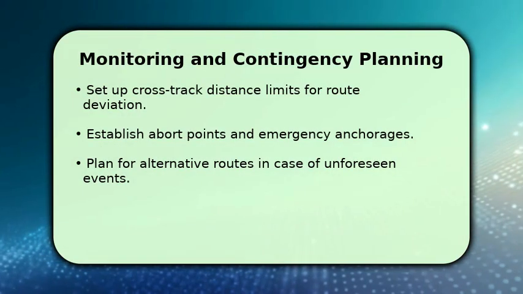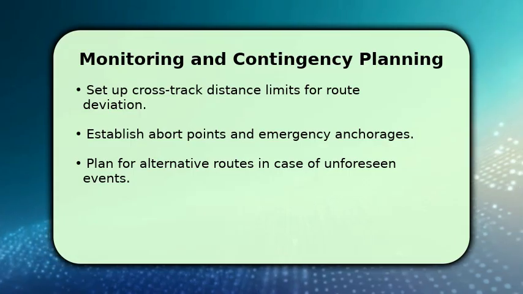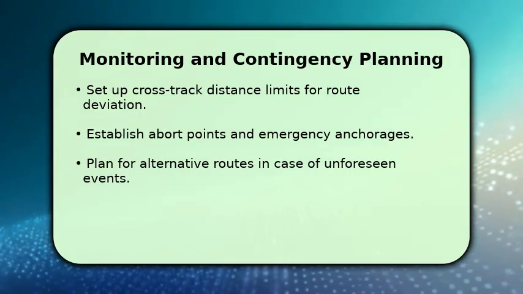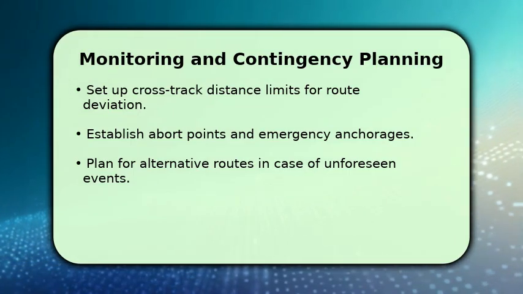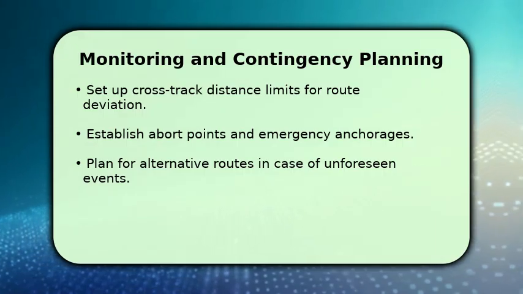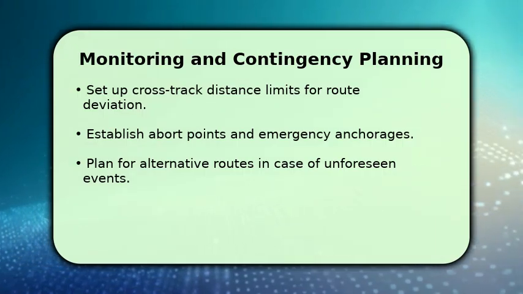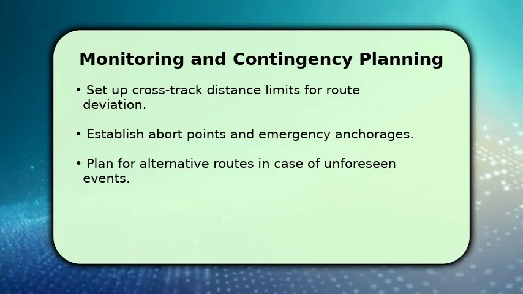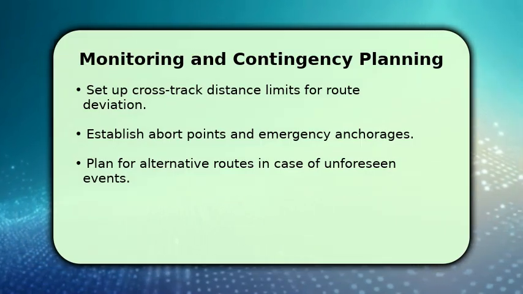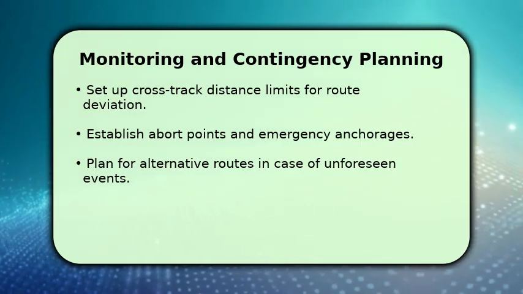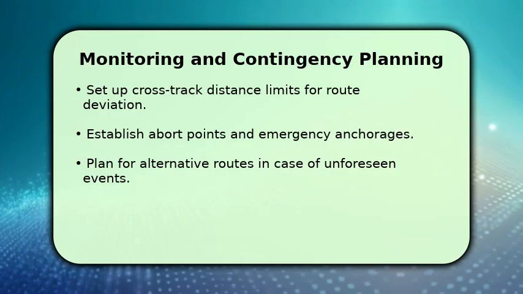A robust passage plan includes thorough monitoring and contingency measures. Set up cross-track distance limits, typically 1/10 of a nautical mile, to alert you if the vessel deviates too far from the planned track. Establish clear abort points and identify emergency anchorages along the route for immediate action if needed.